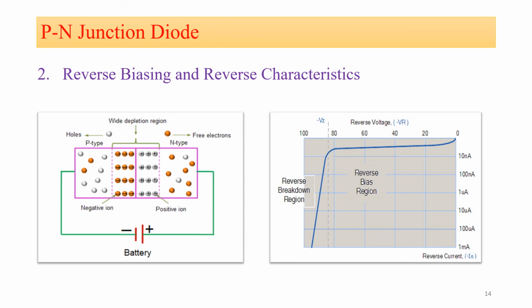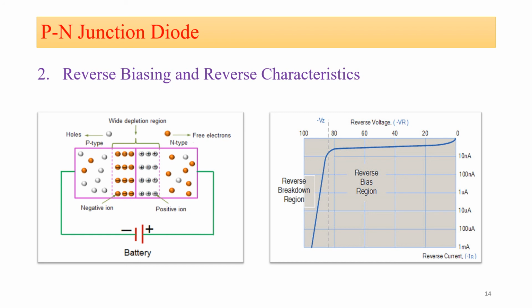Now let's see the reverse characteristics of the p-n junction diode. Reverse characteristics is a graph of reverse voltage versus reverse current, that is VR versus IR. When you increase the battery voltage, the reverse voltage will increase gradually. When your battery voltage equals 20 volt, your reverse voltage will equal minus 20 volt. But the current will be in nanoamperes, which is nearly equal to what?